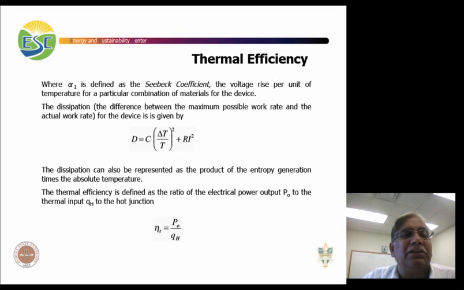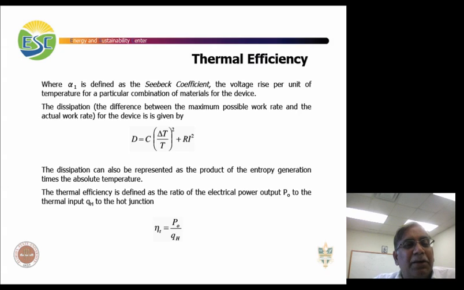And then alpha 1 is defined as the Seebeck coefficient, the voltage rise per unit of temperature. So that is essentially alpha, which you remember is the Seebeck coefficient, and dividing by T will give you alpha 1. And the dissipation, which is the difference between the maximum possible work rate and the actual work rate for the device, is given by this quantity right here.